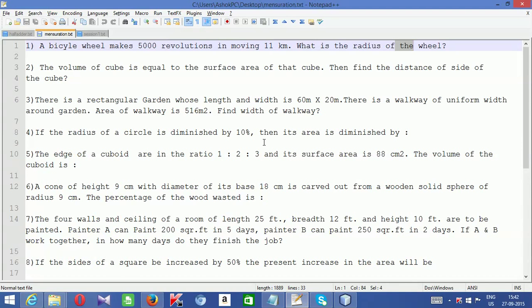Fine. Now we will move on to the next sum. The volume of a cube is equal to the surface area of that cube. Then find the side of the cube. Okay, this is easier. The volume of a cube is equal to the surface area of the cube. You know both the formulas, so you can substitute them as such.